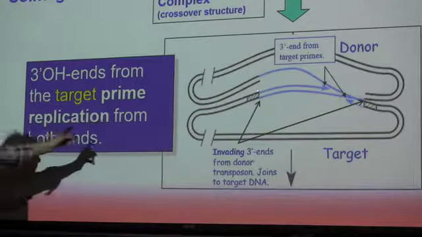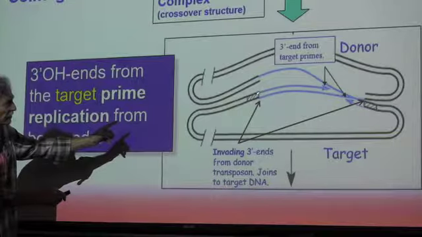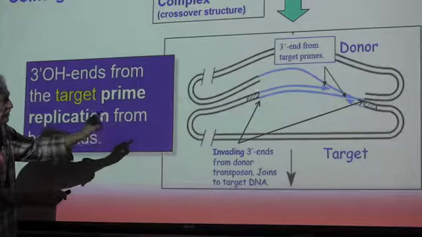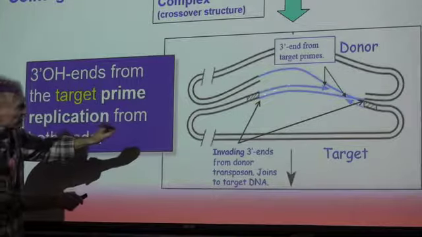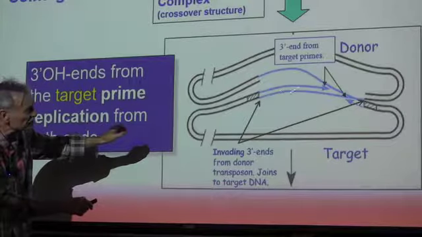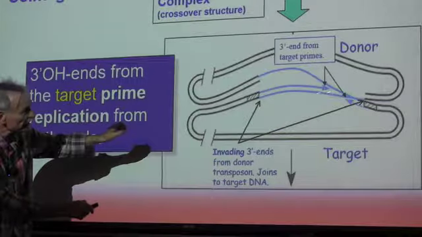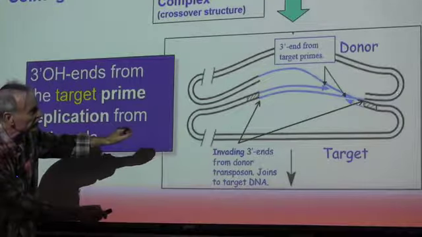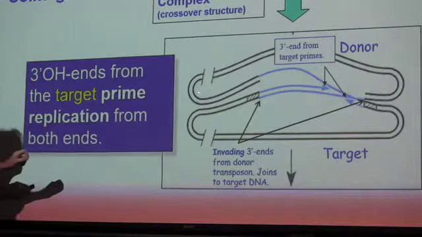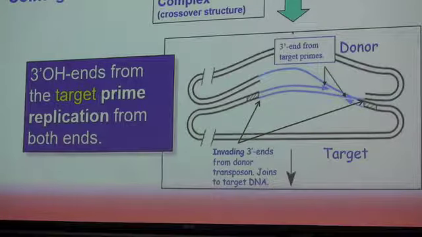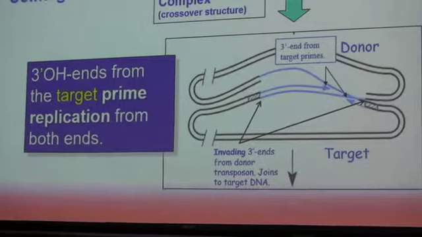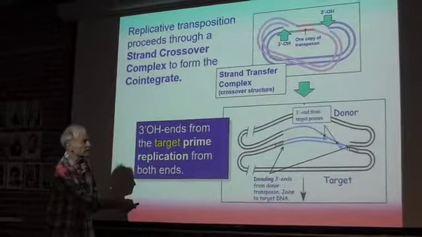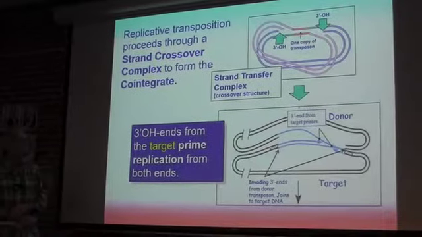On the other strand, it starts here. This is a 3' end in the target. It's elongated, and as it's elongating here, it's making a copy of the other strand of the transposon. And it continues over and now copies the other strand of the donor. And that's the origin of the co-integrant. It's a result of DNA synthesis that originates from the target as a primer.